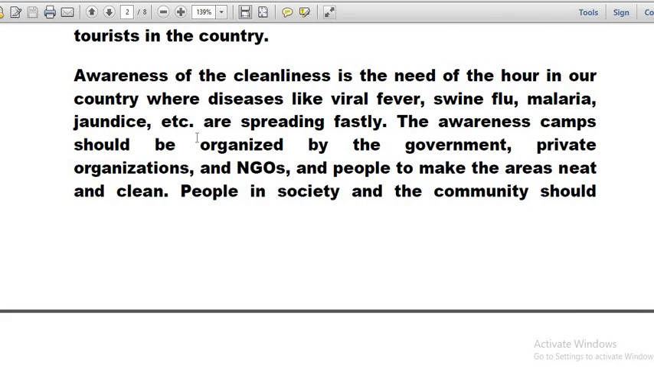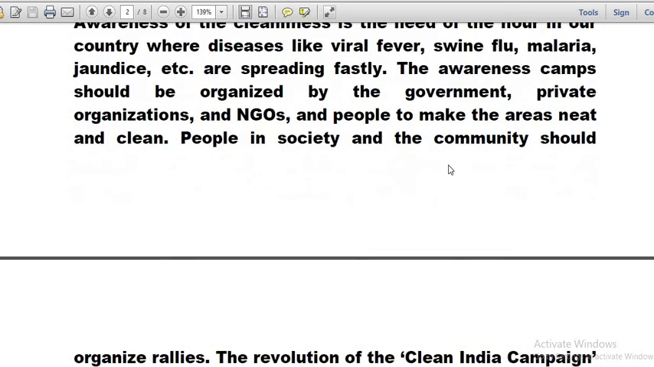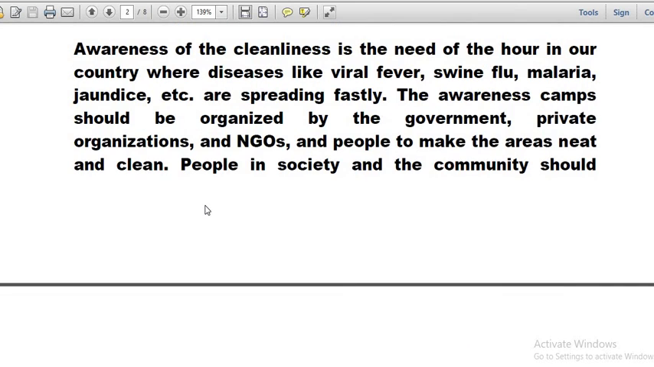The awareness camp should be organized by the government. Not only by the government, it should be organized by the private organizations, by the NGOs and people to make the areas neat and clean. Obviously the government organizations should take the initiative. The private organizations should also take the initiative. The local NGOs should also come forward.